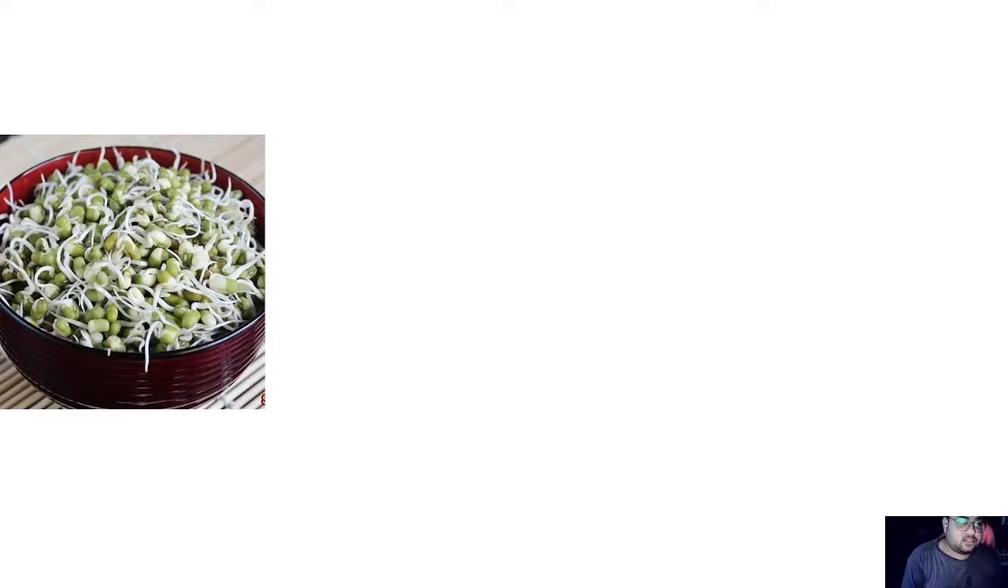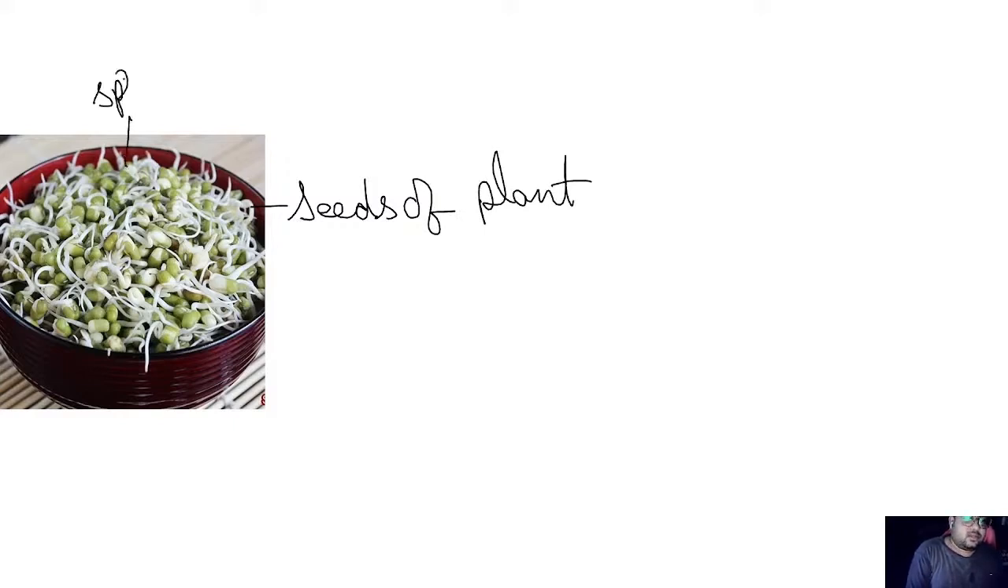So this is a part of a plant which we even consume. These are known as seeds of a plant. Okay. Particularly why I chose this product is that most of them don't know how seeds are being eaten and everything. Seeds of plant. Okay, this is just an example. These are known as sprouts.